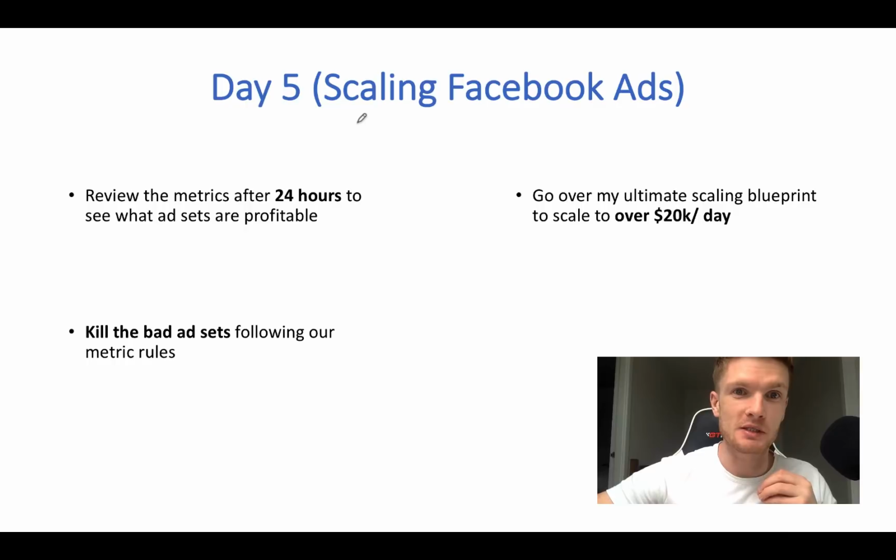And in today's episode, it's all about scaling Facebook ads. So if you remember in the previous episode, we went over how to launch a Facebook ad, and we launched 3 different campaigns for 3 different products. So now we're going to go in and review the data after 24 hours. So we've got some good ad sets in there, we've got some bad ad sets. So we're going to go in and look at the data and decide which ones to kill and which ones to scale. And then what we're going to do is, once we've got rid of the bad ad sets and we've left the good ad sets, we're going to then go over my ultimate scaling blueprint on how I've managed to scale a store now to over $20,000 per day. So stay tuned and let's go into my laptop.